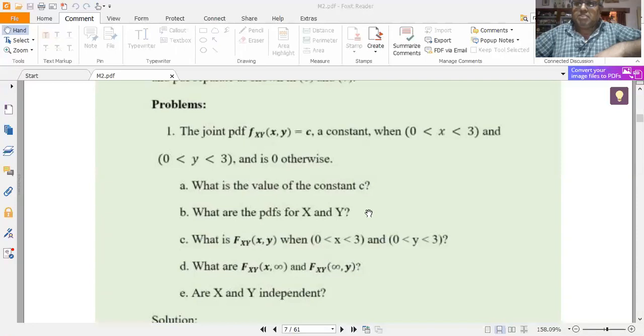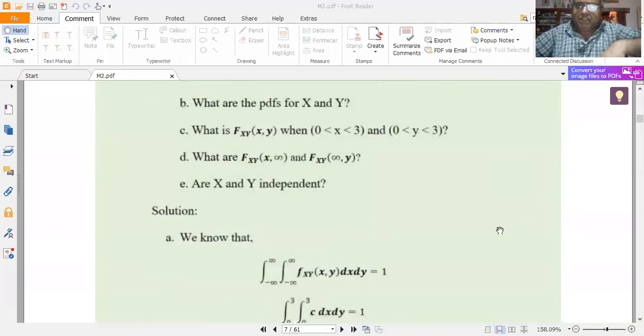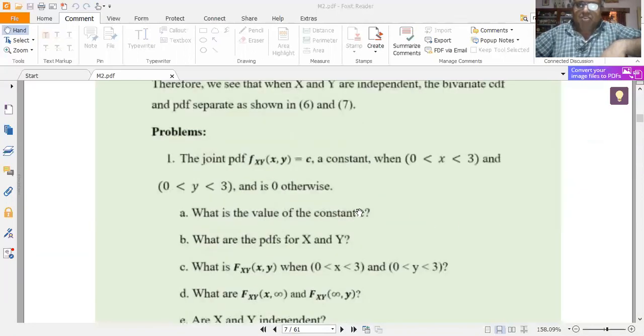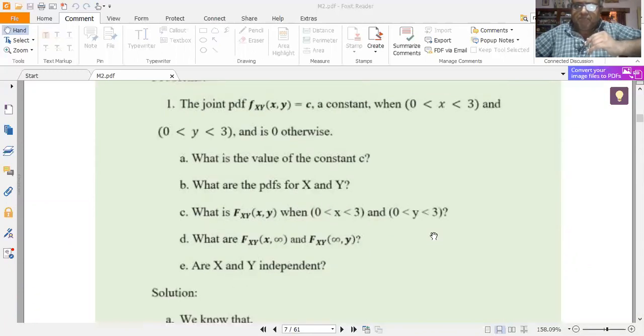Normally this problem would be asked for 10 to 15 marks in the examination because a little bit of mathematical computation is involved, and here and there we will be doing double integration and single integration also. Now I have to find the value of the constant c. First we shall go step by step.